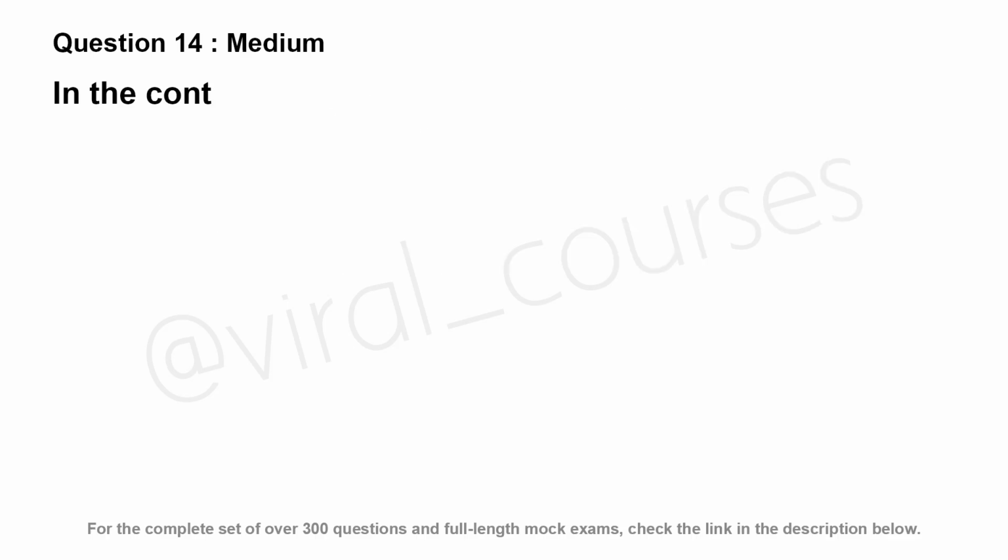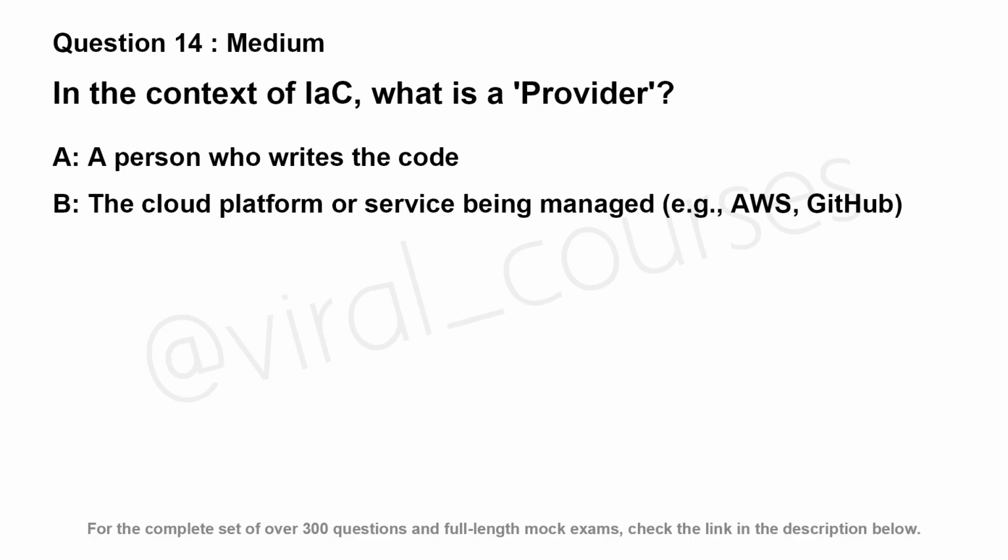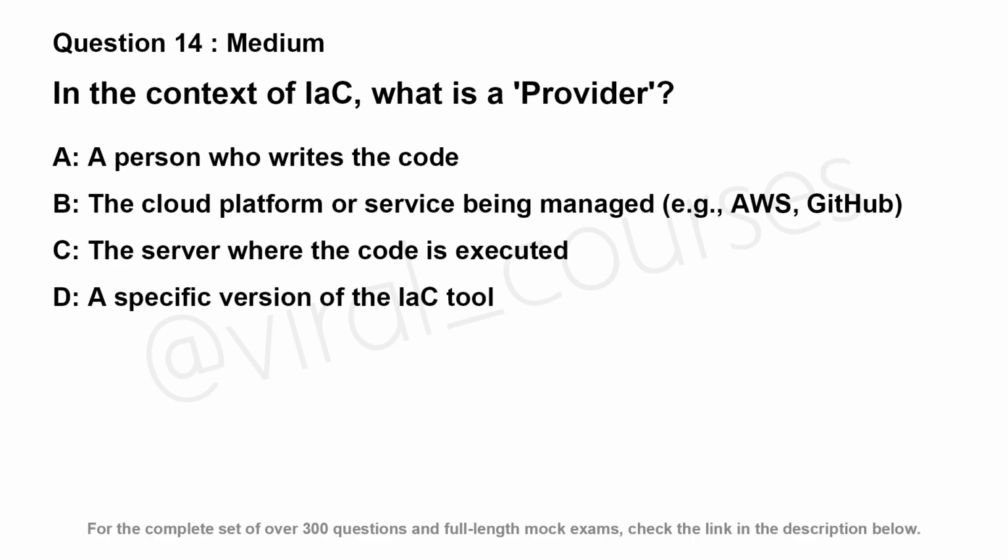In the context of IaC, what is a provider? Option A, a person who writes the code. Option B, the cloud platform or service being managed, e.g., AWS, GitHub. Option C, the server where the code is executed. Option D, a specific version of the IaC tool.